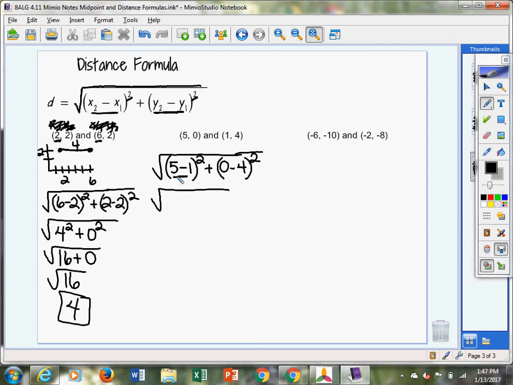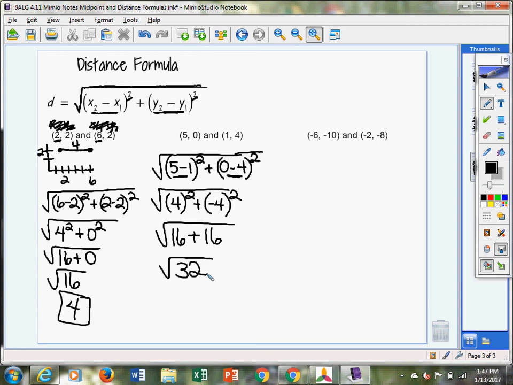Next, solve. Order of operation says do whatever's inside the parentheses. Okay, done. Then order of operation says square each of my numbers. Remember, if you're squaring a negative number, the answer is positive. If you're squaring a positive number, it's positive. And then add the two together.